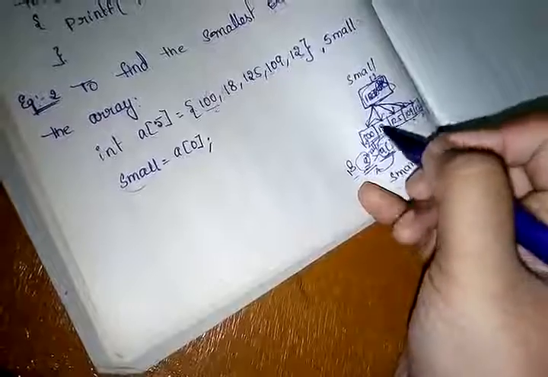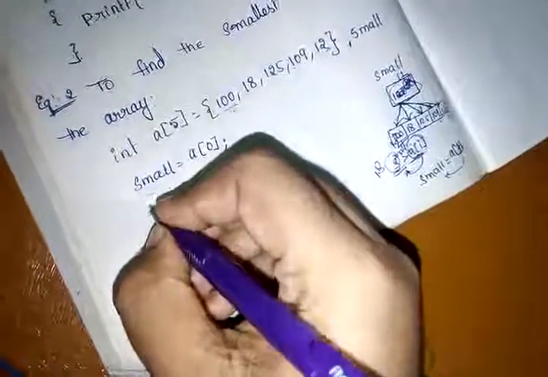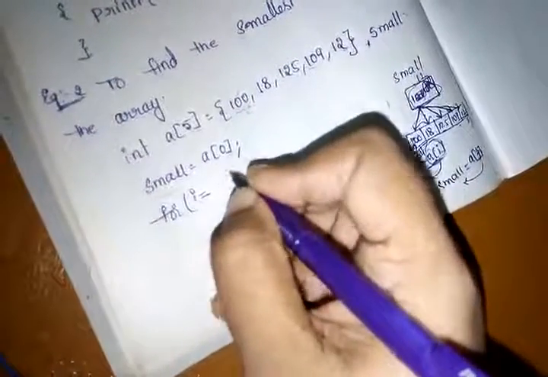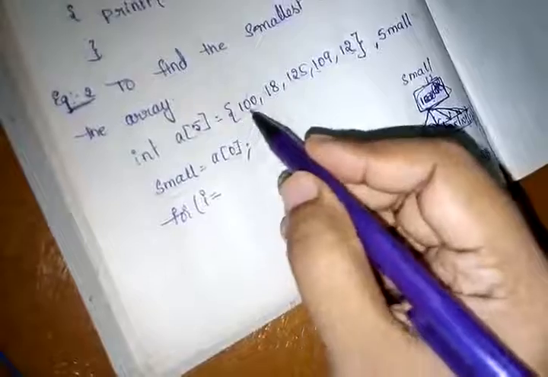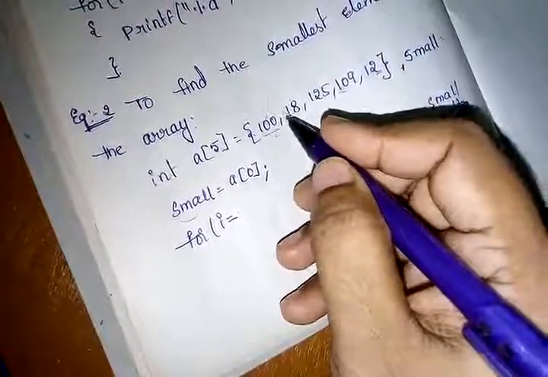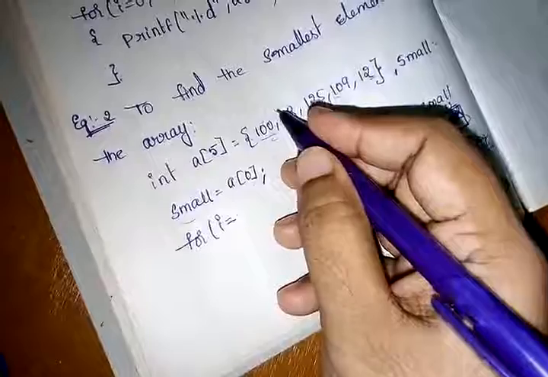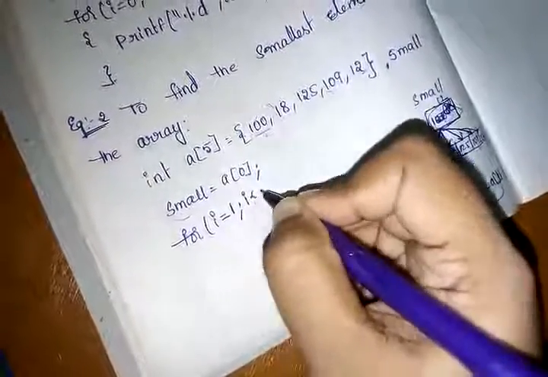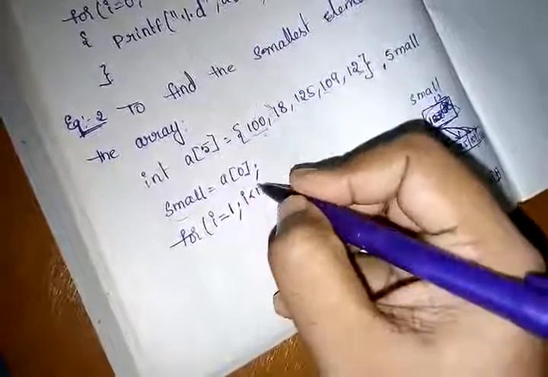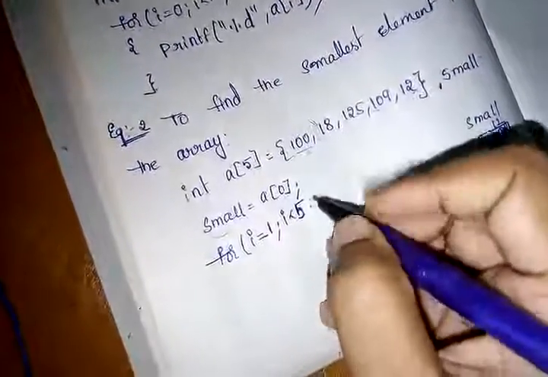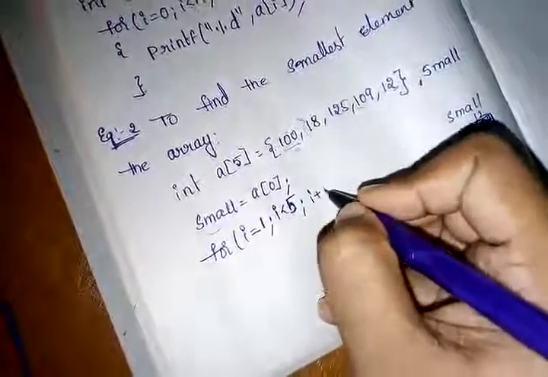So in order to access all the elements, we need the for loop again. So for I is equal to, here you can take either 0 or 1, because I have already taken the element at a of 0, at index 0. So you can continue comparing the elements from index 1. So I am taking for I equal to 1, I less than n. Here n is 5, as the size of the array is 5. So I less than 5, I plus plus.